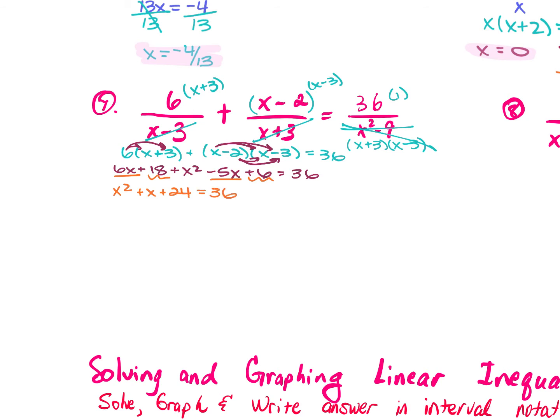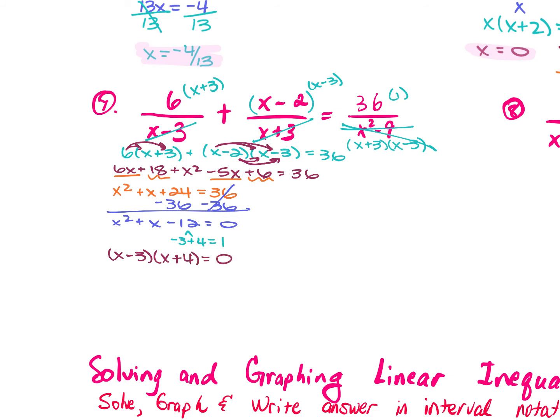You have an x squared, so get your equation equal to 0. Move the 36 over by doing what? 24 minus 36 is? Negative 12. What are your factors of negative 12 that add up to positive 1? Negative 3 plus 4 equals 1. So this factors out to be x minus 3 times x plus 4 is equal to 0.